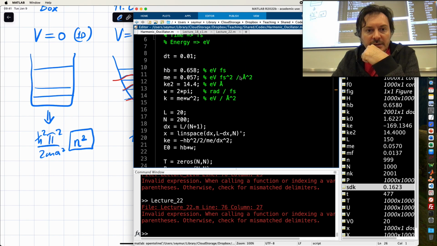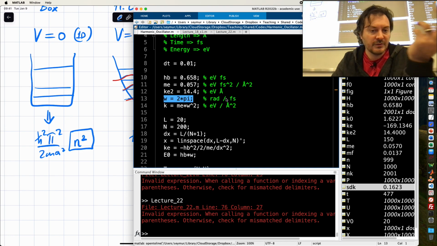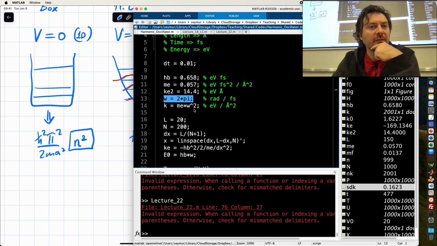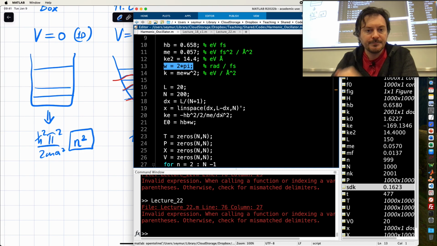We need to define omega. I've defined it as 2 pi radian per femtosecond, okay, let's say, just any number. K is mass of electron times omega squared. Do you remember that from harmonic oscillator? What else do we need?